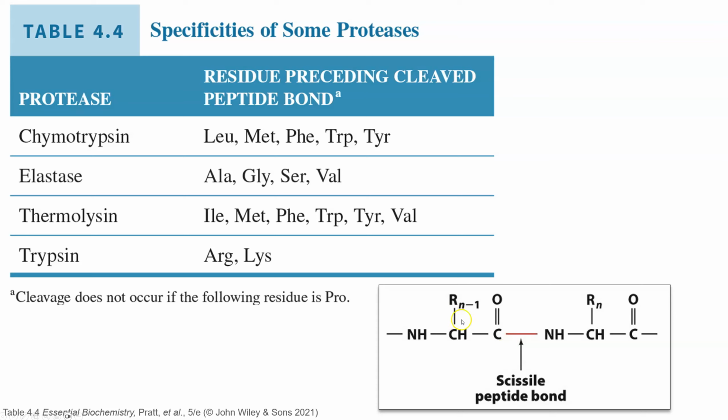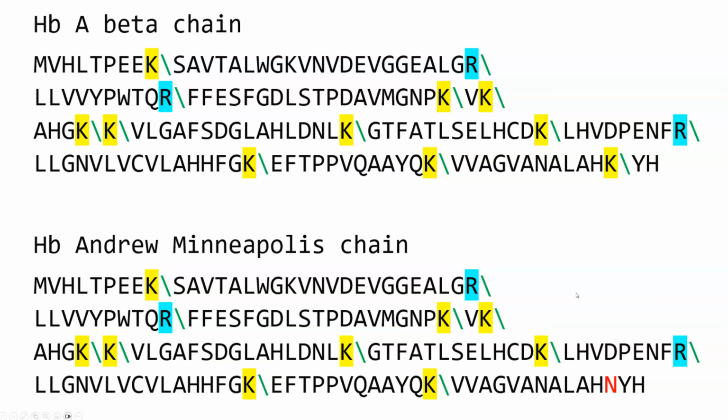So the way that this works is that if this amino acid up here, N-1, is a lysine or an arginine, this bond will be hydrolyzed as long as N is not proline. I know you didn't have this information, but I just thought it would be fun to give it to you. So here's the sequence of the hemoglobin A beta chain, and here's Hemoglobin Minneapolis.